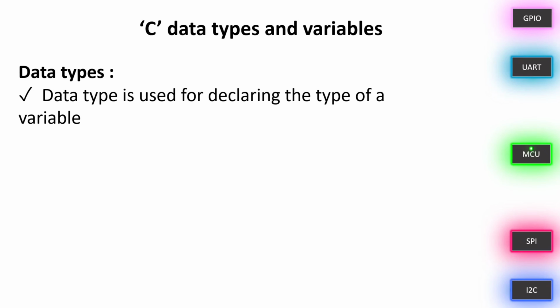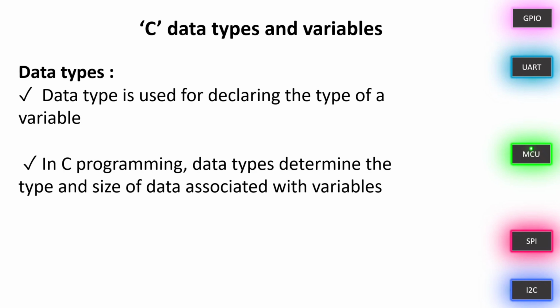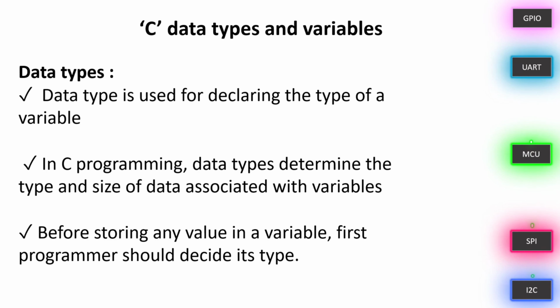So data types are used for declaring the type of a variable. In the C programming language, data types determine the type and size of the data associated with the variables. Before storing any value in a variable, the programmer should first decide its type. So everything depends upon representing real world data. In day-to-day life, we encounter different types of data.